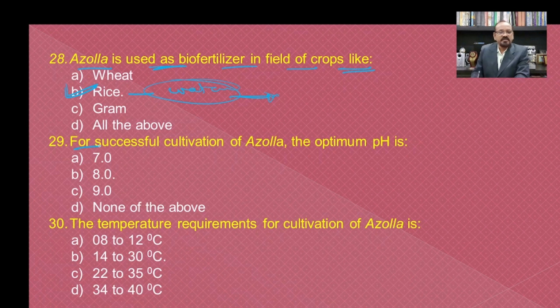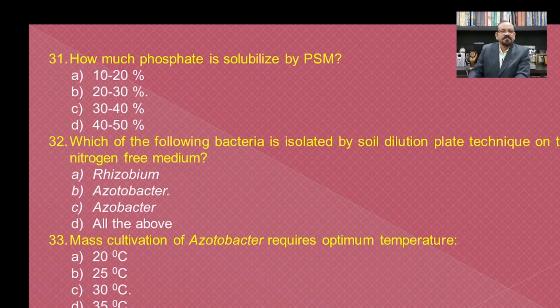Then for successful cultivation of the Azolla, the optimum pH is 8, and hence B will be the correct answer for this question. The temperature requirement for cultivation of the Azolla is the normal temperature, that is from 14 degrees Celsius to 30 degrees Celsius for the successful cultivation of the Azolla in natural conditions.